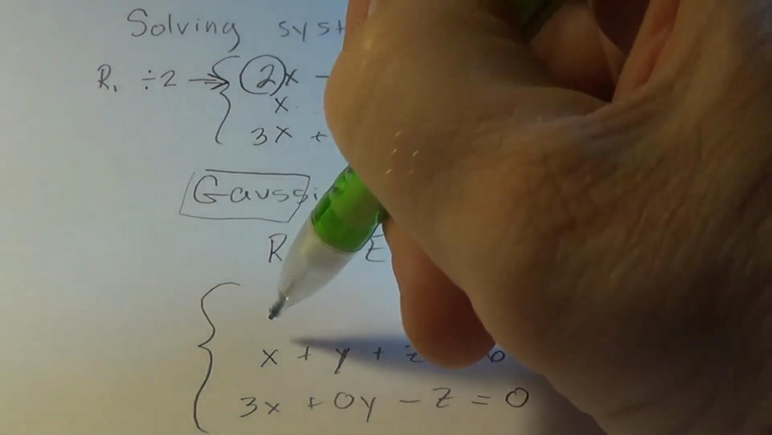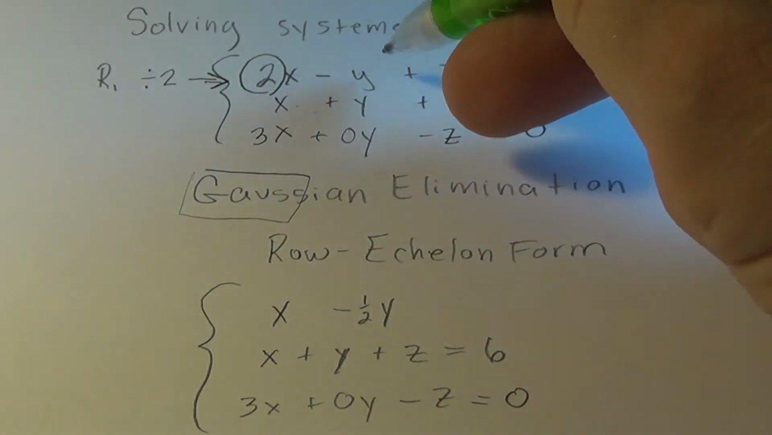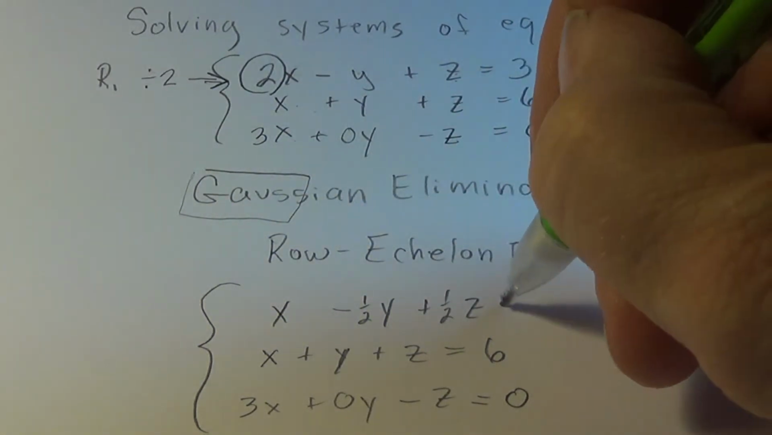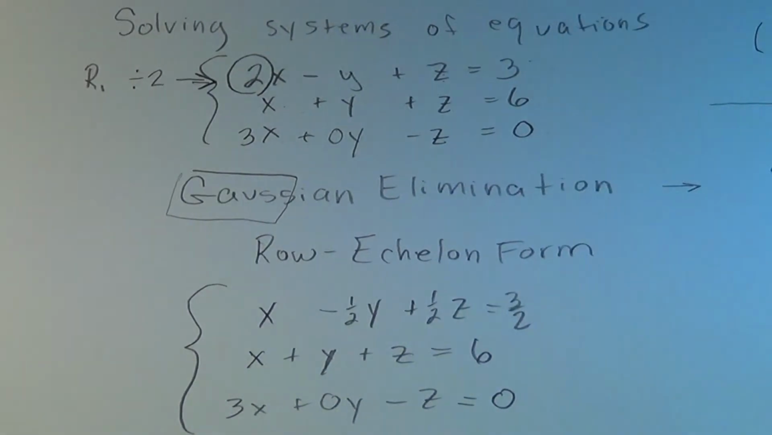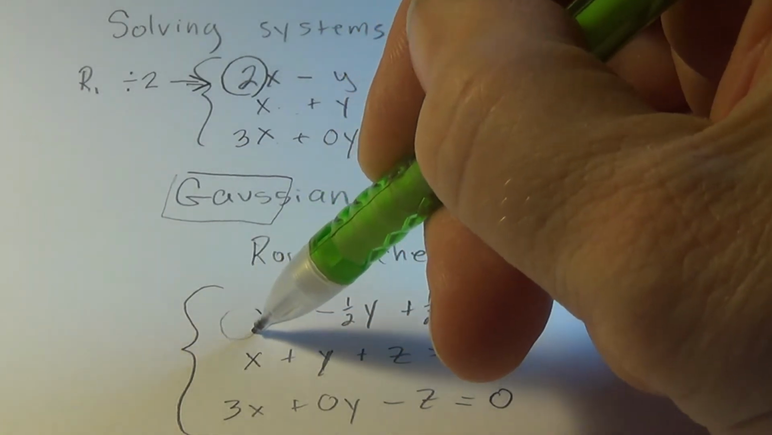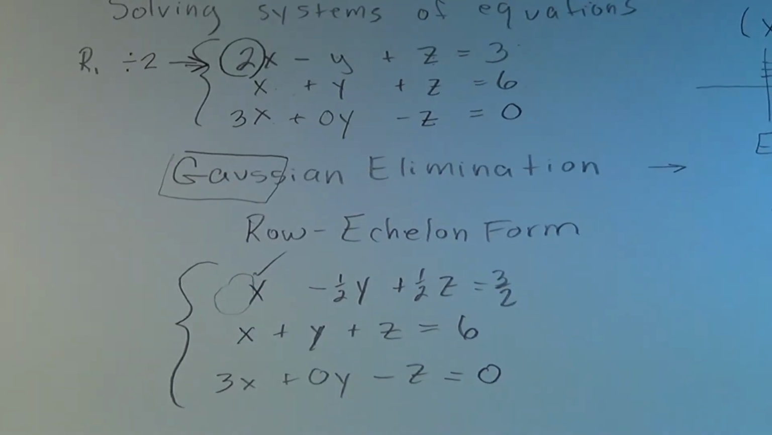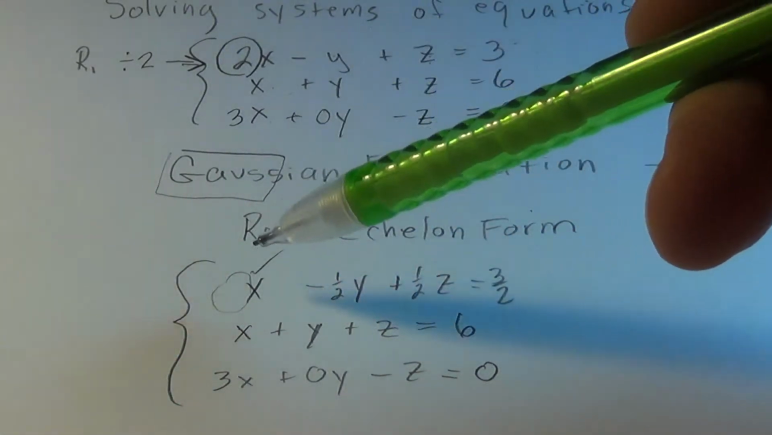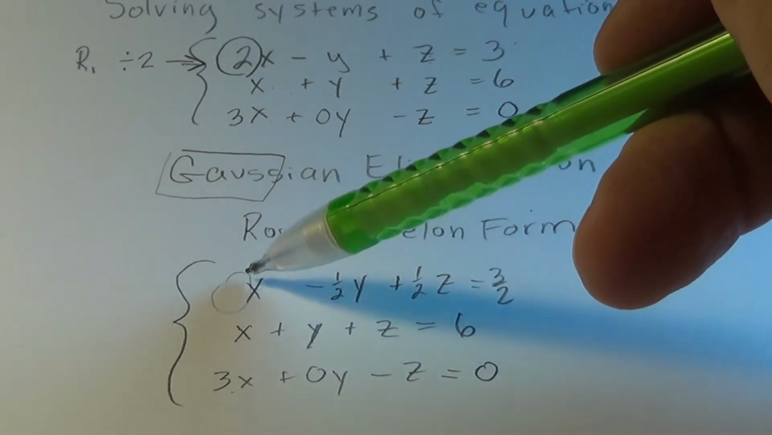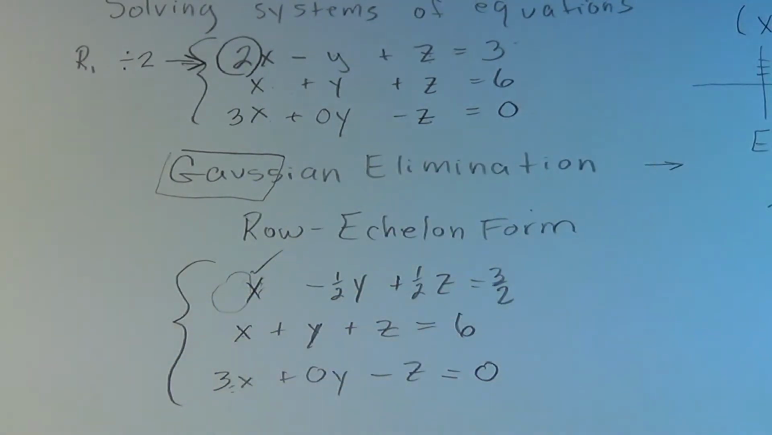So this becomes x, this becomes minus 1/2 y when you divide it by 2, this becomes 1/2 z, and this becomes 3/2, dividing everything by 2. And I have accomplished my first goal, the lead coefficient is now a 1, so I'm happy with that. The next goal in reaching row echelon form is to have every term underneath that first term, which you've caused the lead coefficient to be 1, all the x terms under it, to be 0.